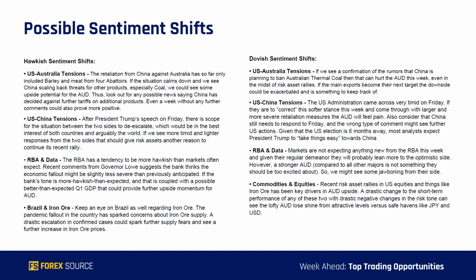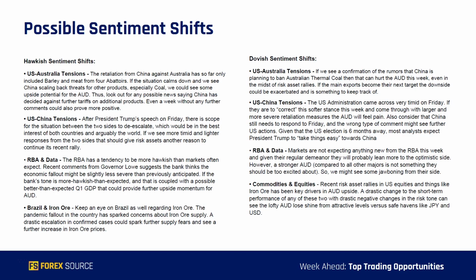Also then, US-China tensions. The US administration came across very timid on Friday, and if they are to correct this softer stance this week and come through with larger and more severe retaliation measures, the Aussie will feel some pain. Also consider that China still needs to respond to Friday, and the wrong type of comment might see further US actions. Just keep in mind though that US elections is 6 months away, so some analysts are expecting the US administration, especially President Trump, to take things slightly more easy towards China in the next few months.